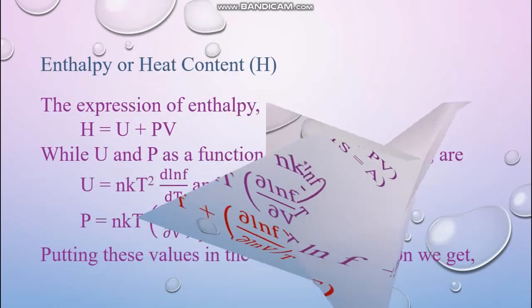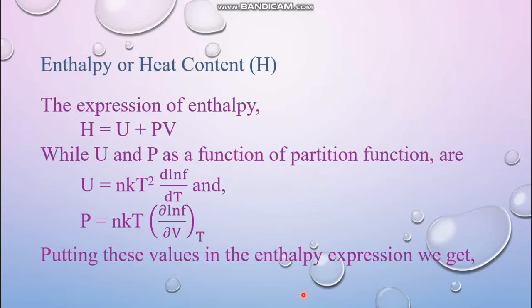Now, enthalpy. Finally, it was the only thing out of the 5 main functions of thermodynamics. U is obtained, S is obtained, G is obtained, and A is obtained. Now finally H is to be determined. So we know by definition enthalpy equals internal energy plus mechanical energy, the pressure-volume product. And you have all the expressions of U and P. U has the expression NKT square d ln F by dT, and P you have just derived as NKT del ln F by del V at constant temperature.